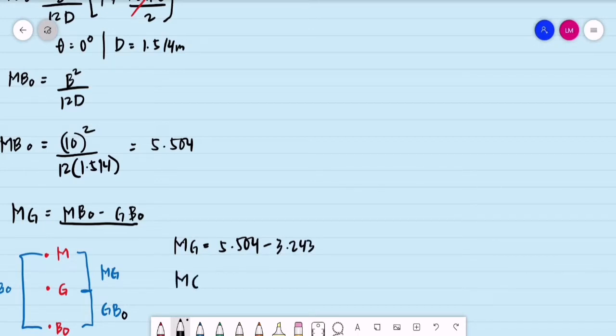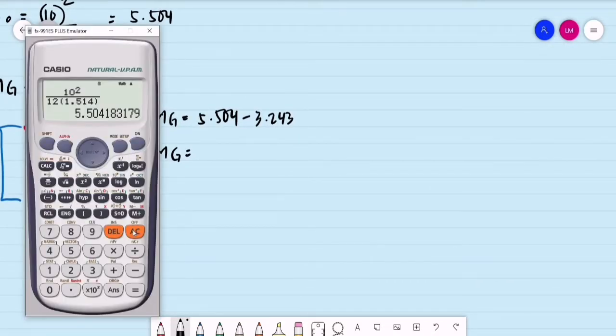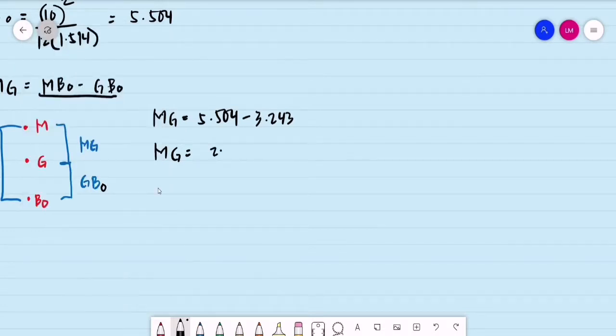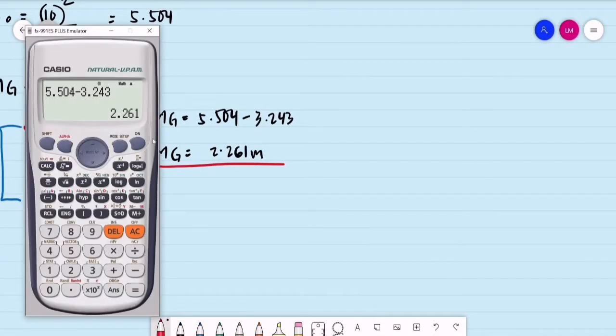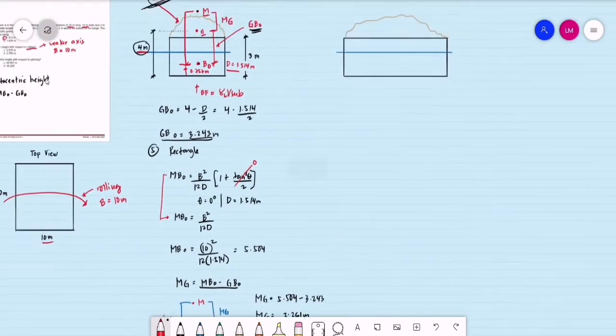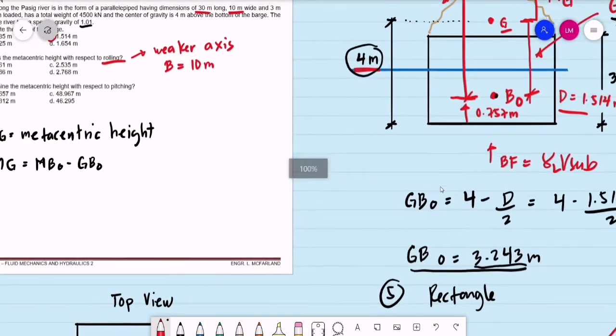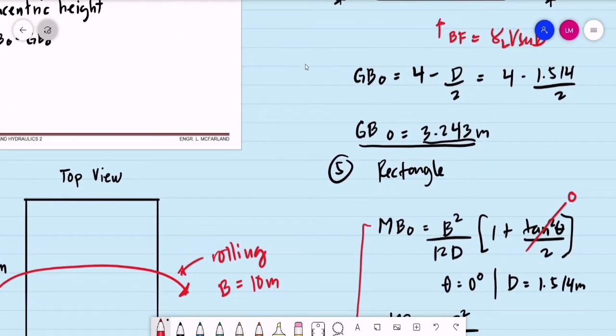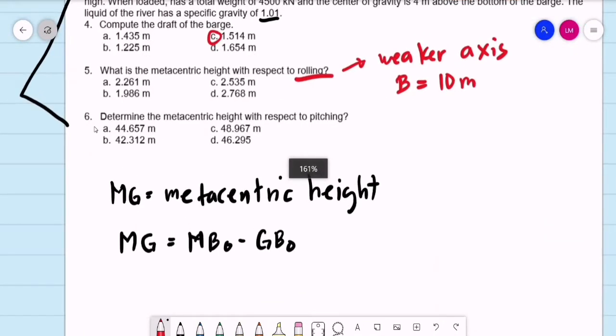Okay, so we have the metacentric height MG for question number 5. Ito yung 5.504 minus 3.243. So, let's say that is 2.261 meters. So, check natin if we have this value sa choices. 2.261. Okay, this is question number 5. Okay, 2.261. That will be letter A.